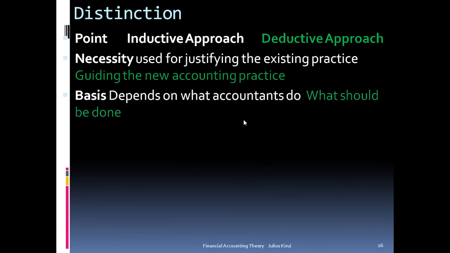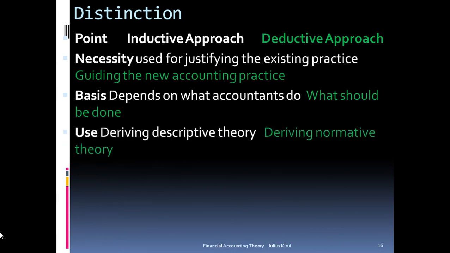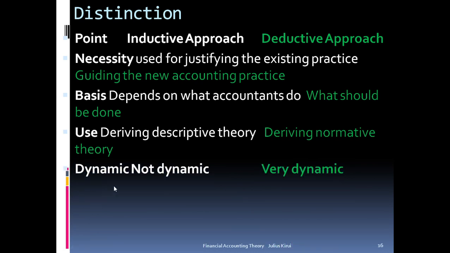Number 2, basis. What are the bases? Depend on what accountants do. So we depend on what accountants are doing. But when you come to deductive, what should be done in practice? What should be done. Use: deriving descriptive theory. So when you use inductive approach, you will come up with descriptive theory. Deriving normative theory: when you use deductive approach, you will actually derive normative theory. Dynamic, not dynamic. So inductive approach is not dynamic, but when you come to deductive, it's very dynamic.